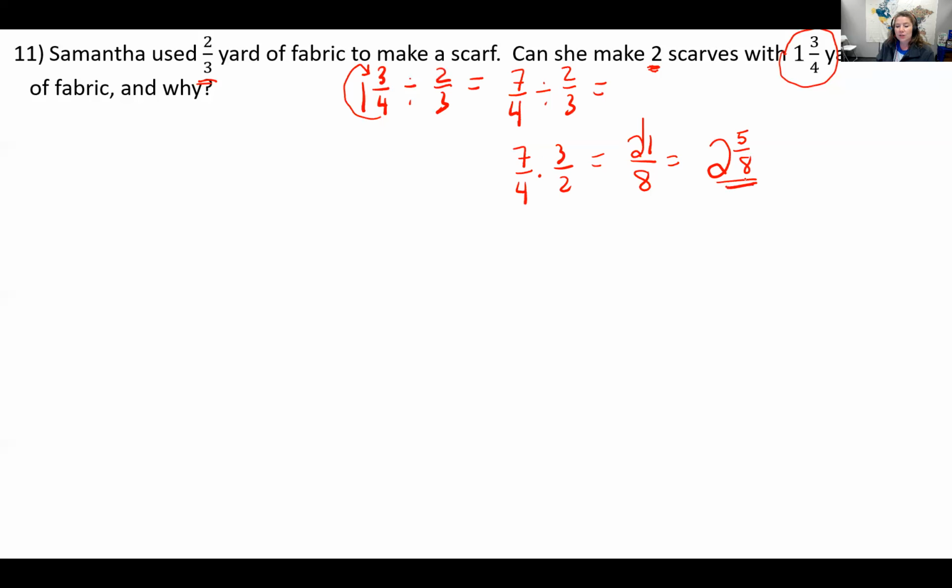So is this more than 2? Yes. So when it says, can we make 2 scarves? The answer is yes. And when it says why, I would say because 2 5/8 is greater than 2. I have enough fabric to make 2 scarves.